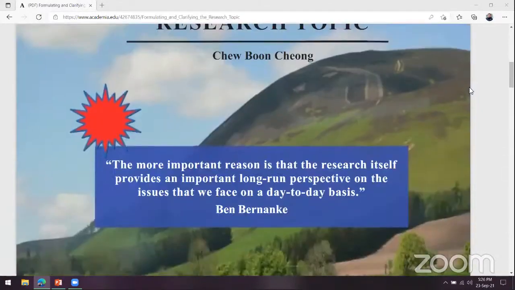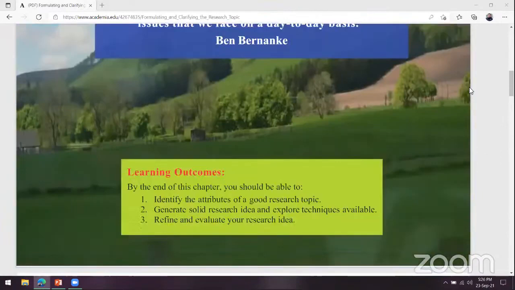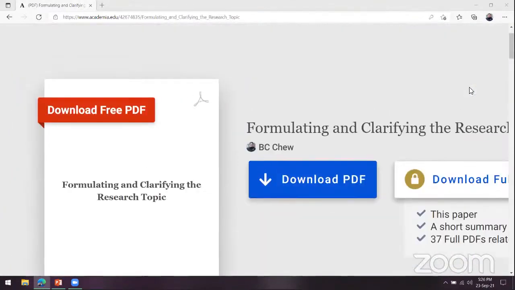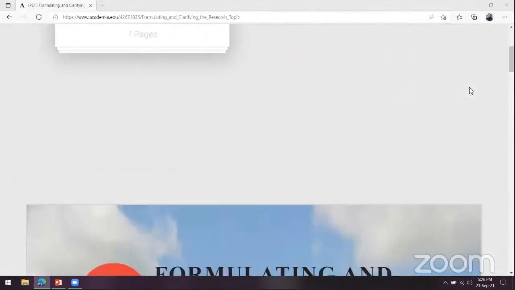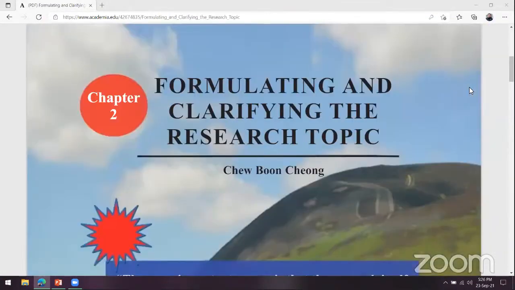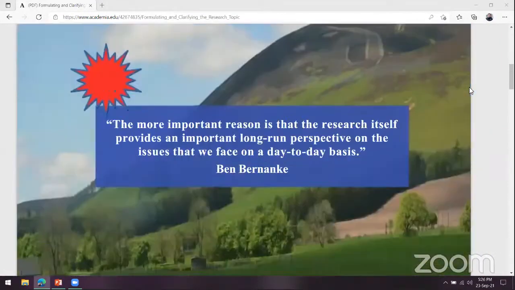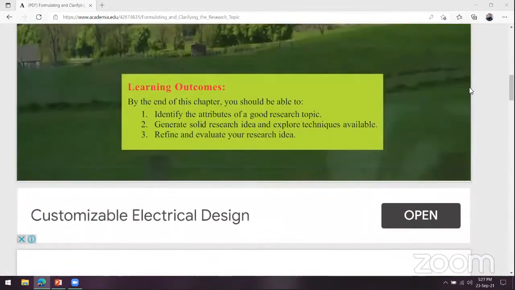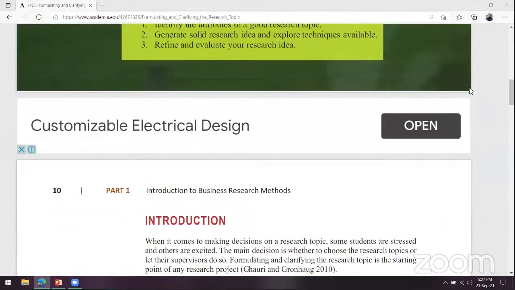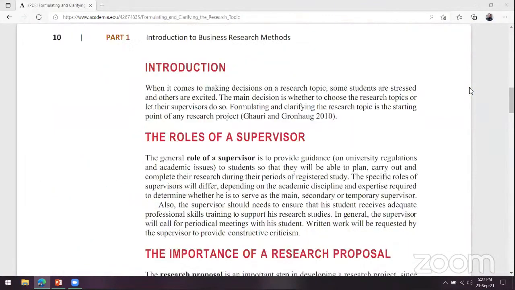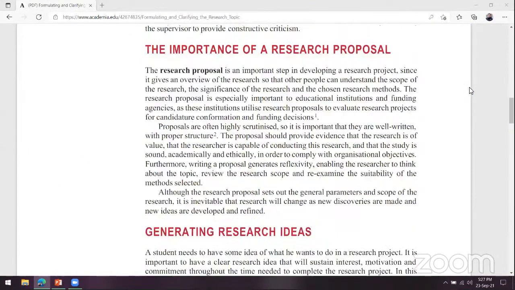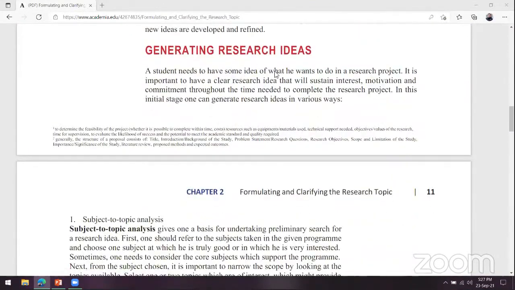So this is the second part which I'm sharing with you. You do not need to make any notes. You can get it from Academia, where you can always come back and have a look. I contributed to this chapter, and most of the time when I'm teaching research methods, I share it with the students so that they can learn how to come up with a better idea. So, generating research ideas.